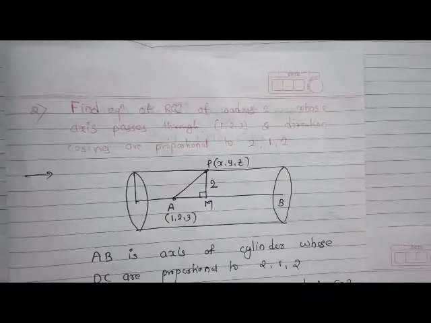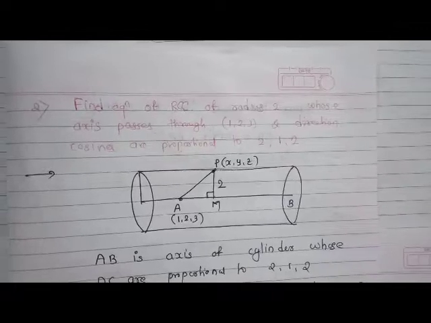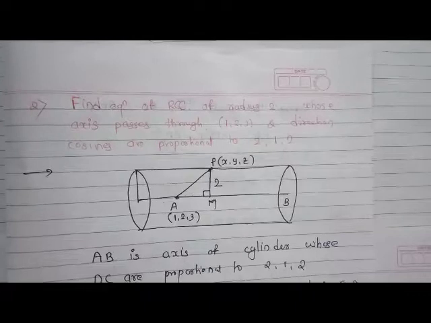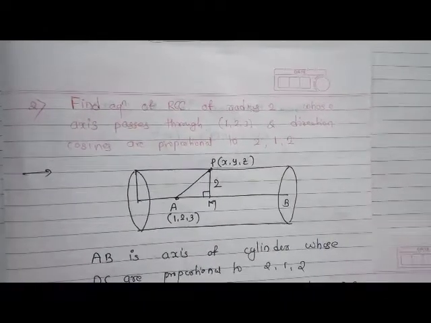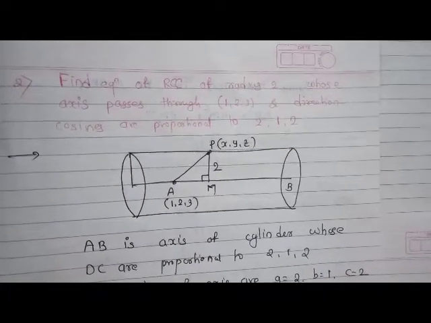Example number 2. Find the equation of the right circular cylinder of radius 2 whose axis passes through the point (1, 2, 3) and whose direction cosines are proportional to 2, 1, 2. So this is the cylinder. AB is the axis.